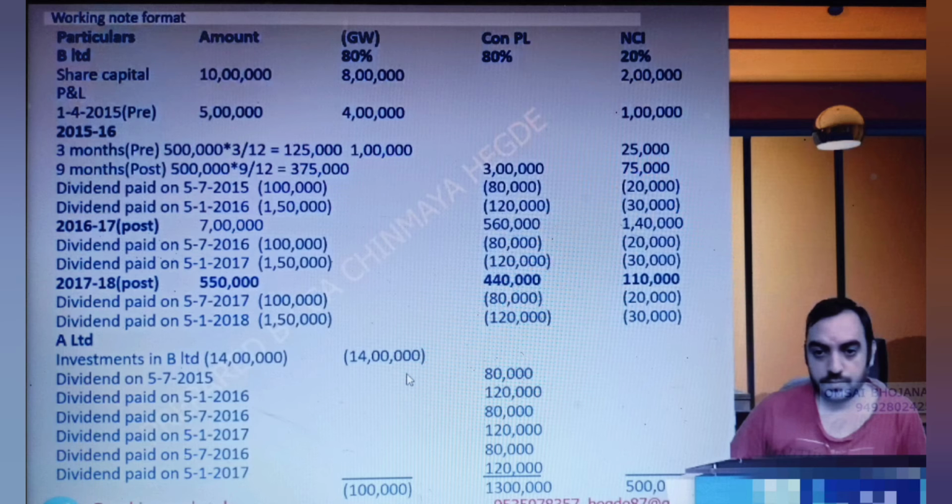Hope you remember why we are subtracting in the CONPL column and NCI column. We are subtracting in the NCI column because that is the impact on group profits. To that extent it is distributed. So NCI balance coming down, so subtract. Why is it subtracted in the CONPL column? Because the holding company's share would have been taken to the holding company's P&L account, and to remove the duplication, we are subtracting in the CONPL column. We subtract in both, but the reason for subtraction is different. Be aware of it.